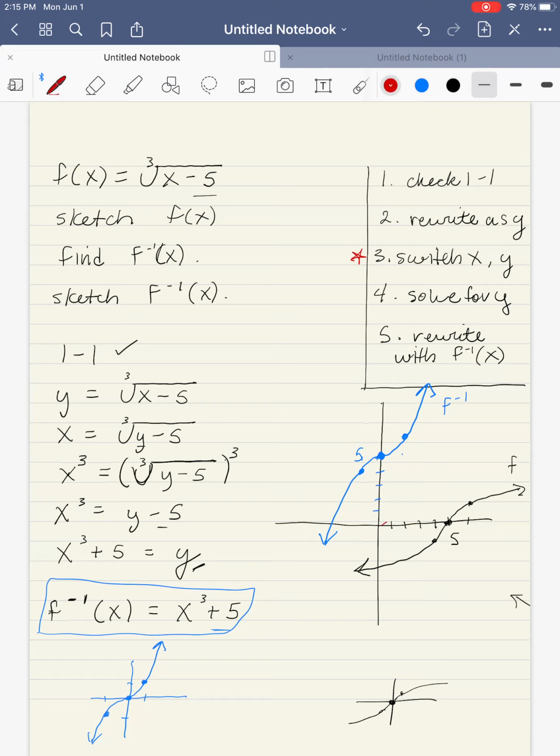And notice that when I've graphed these two graphs, they are a reflection across the line y equals x, as all graphs of inverse functions must be.